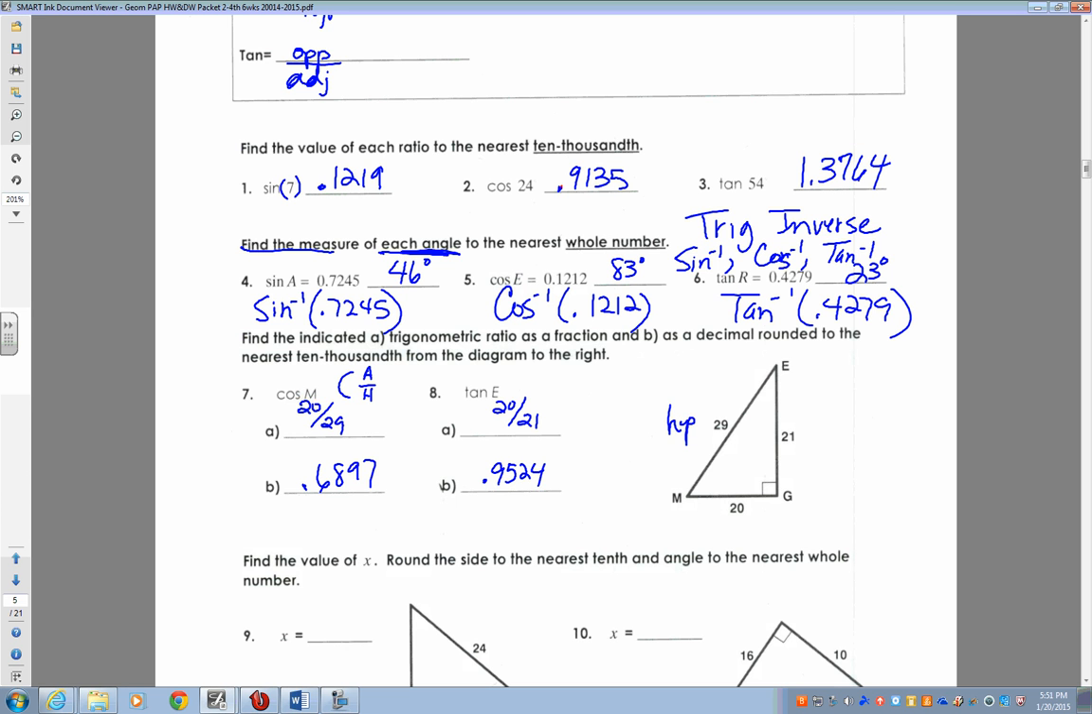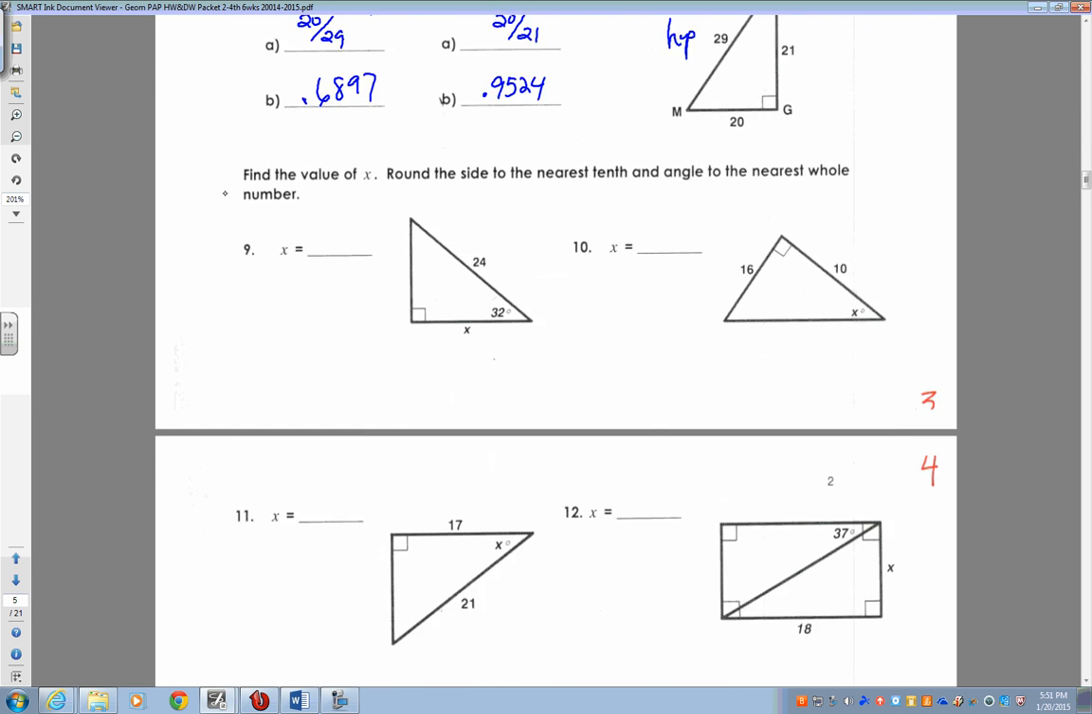Okay? All right, so take time, check out the next video as we talk about how to write the equation to solve for x for 9 through 14.